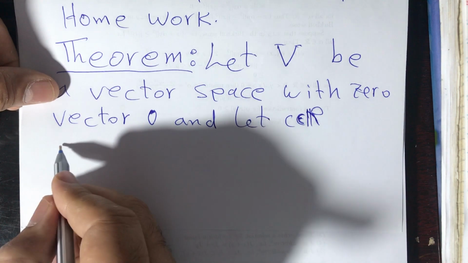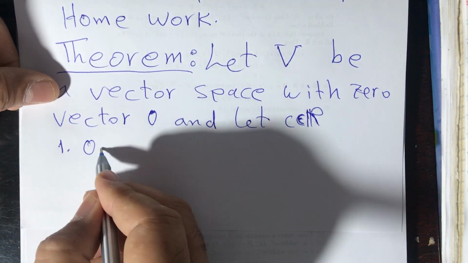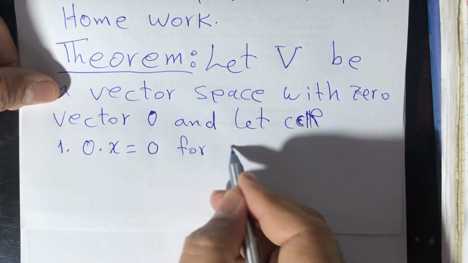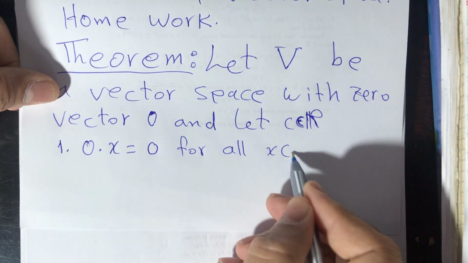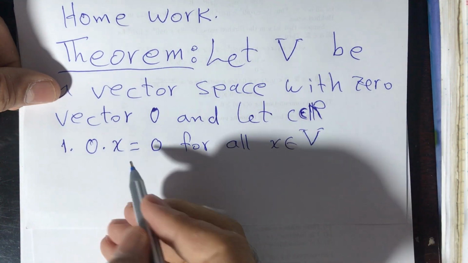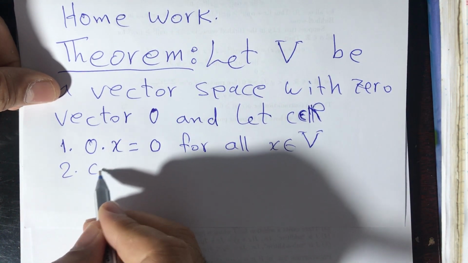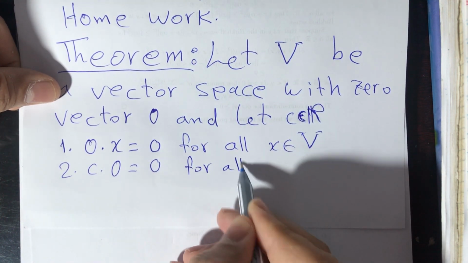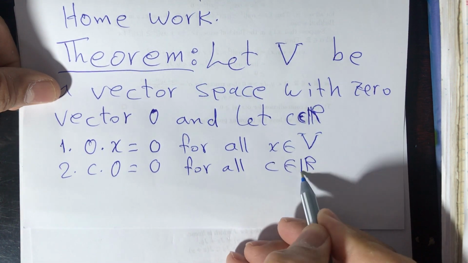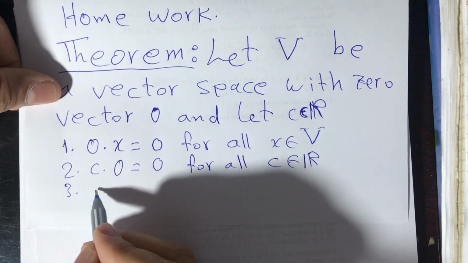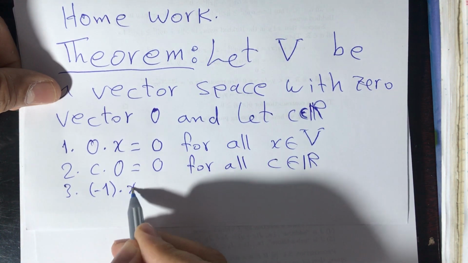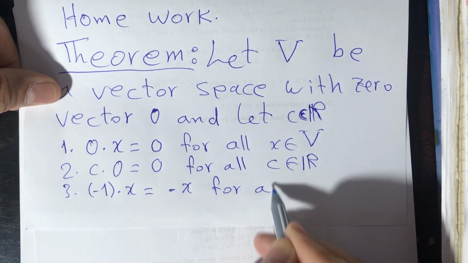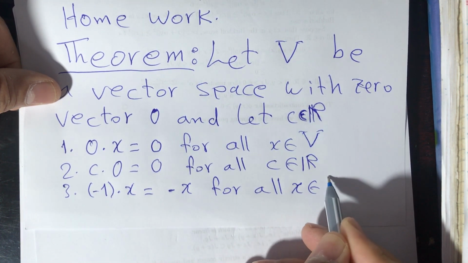Number 1, 0 dot x is equal to 0 for all x belongs to V. Number 2, c dot 0 is equal to 0 for all c belongs to R. Number 3, minus 1 dot x is equal to minus x for all x belongs to V.